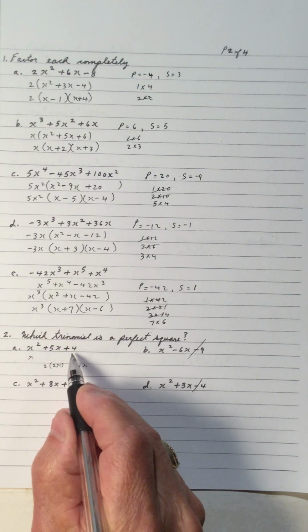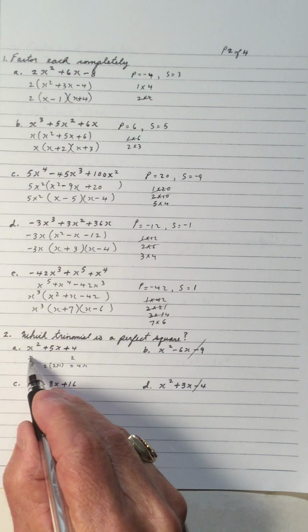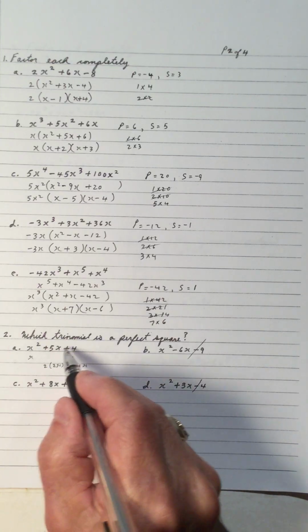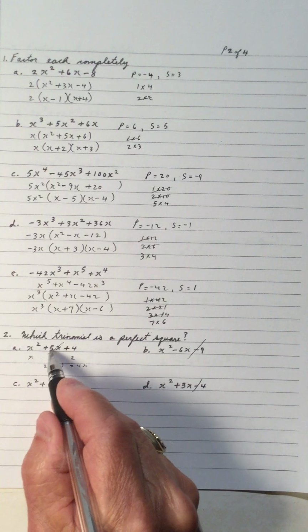Again, the square root of 4 is 2. The square root of x squared is x. And their product is 2x, doubled is 4x. So this is not a perfect square trinomial.